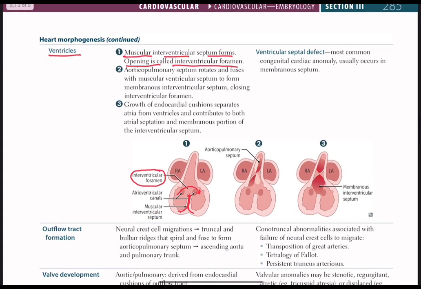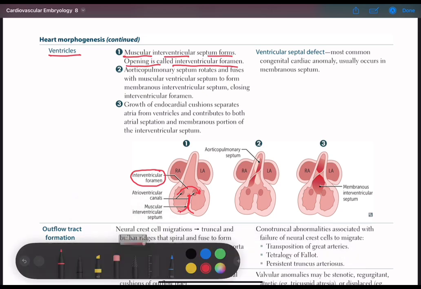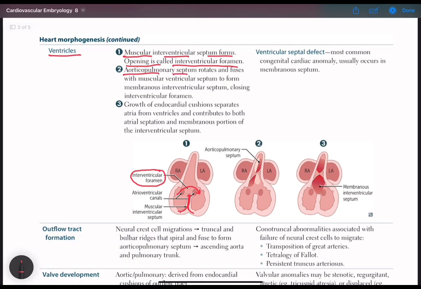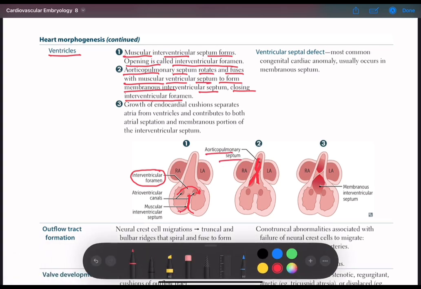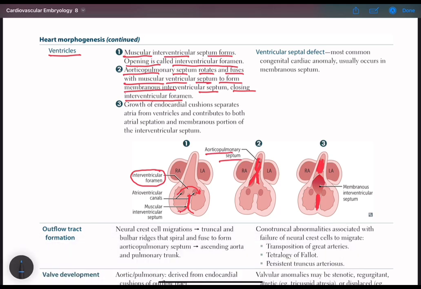So we have the aorticopulmonary septum which rotates and fuses with the muscular ventricular septum to form the membranous interventricular septum, closing the interventricular foramen. So the aorticopulmonary septum forms, and this aorticopulmonary septum fuses with the muscular interventricular septum and thus forms the membranous part of the interventricular septum.